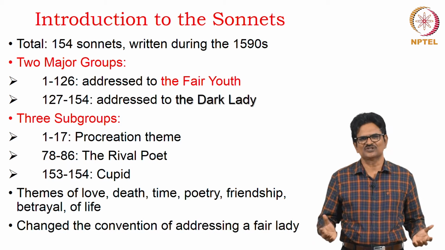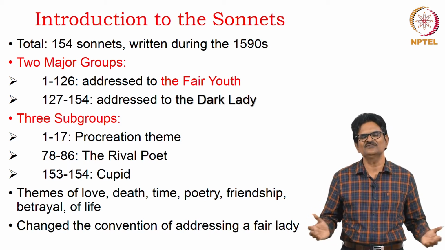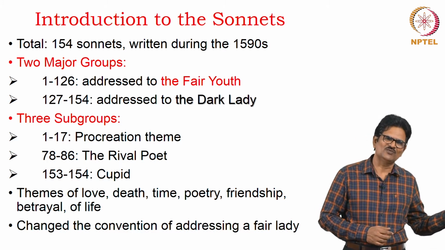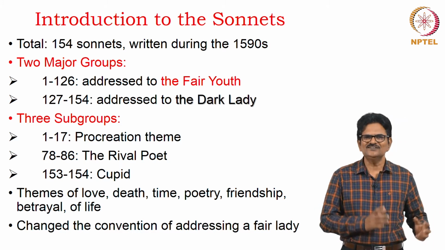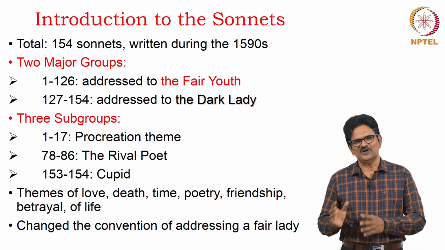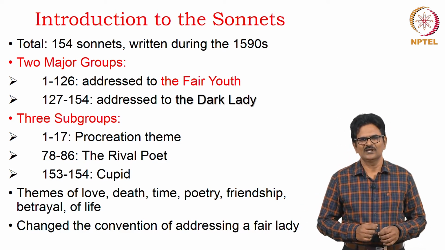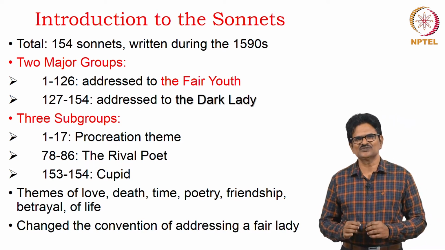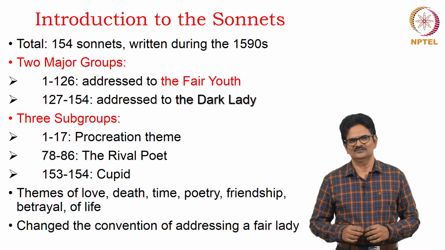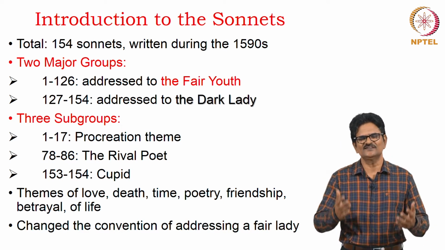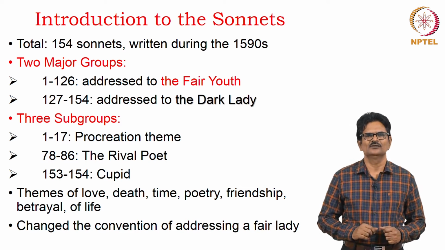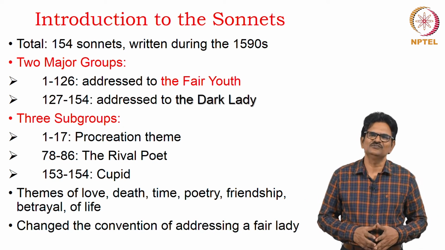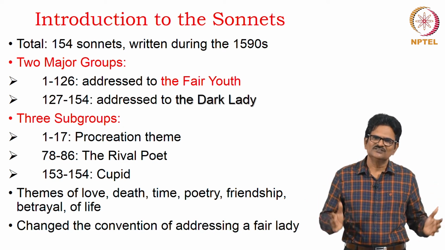We have two major groups in these 154 sonnets. The first one is from 1 to 126. These sonnets are addressed to a person called the fair youth, and the second part of this sonnet sequence is addressed to a lady called the dark lady. The exact identity of these characters we do not know. Some conjectures are there, of course. Within these 154 sonnets we have some 3 subgroups.